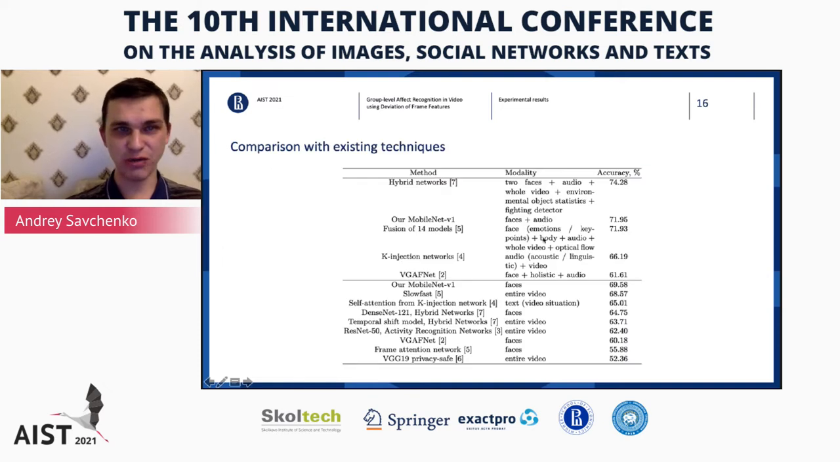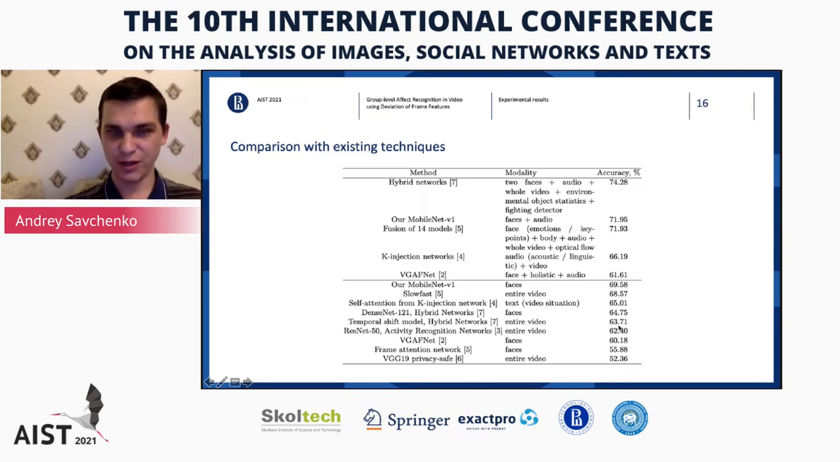And this is a comparison with existing techniques, I mean, with ensembles. So these are ensemble solutions, the best known single models. So here is our part. So it's better than any existing single model. It's based on the face analysis. Slow fast is really good.